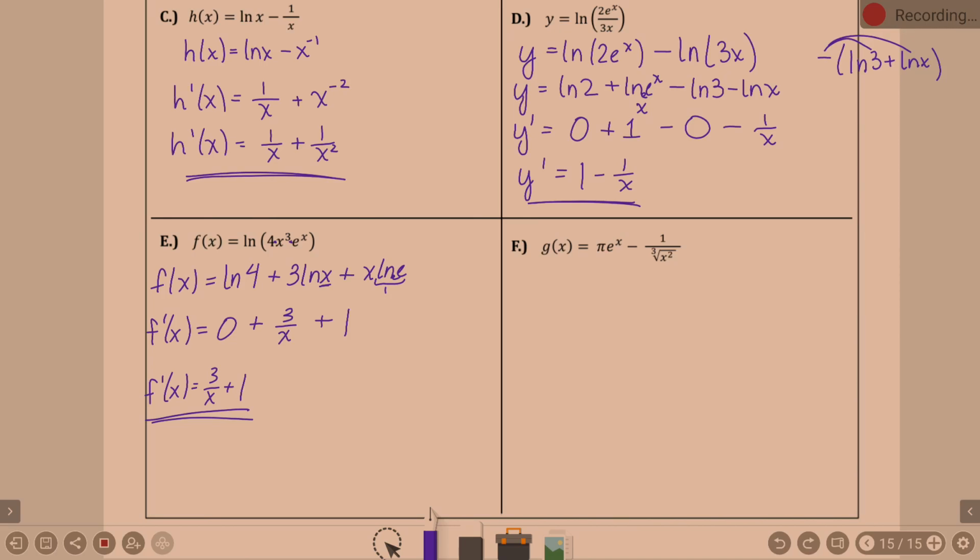Real quick, I'm going to rewrite g of x. I guess we have a couple minutes. Pi e to the x is fine. Minus, what is this going to be? x to the negative 2/3. Okay. Now I'm ready to take the derivative.